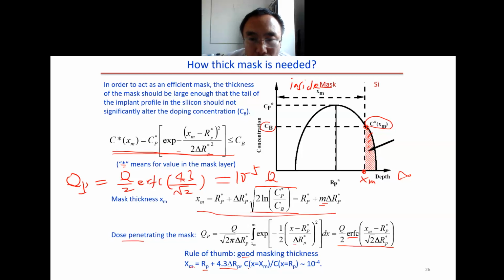The concentration at this point, relative to the concentration at the peak. The ratio between the concentration here and the concentration here is given by e to the minus 4.3. So when we have xm equal to this number and put it in here, it is given by 4.3 divided by 2, so we have 4.3 squared. This is given by 10 to the minus 4. So the dopant concentration in the mask is 1 over 10 to the power 4 of the peak dopant concentration.